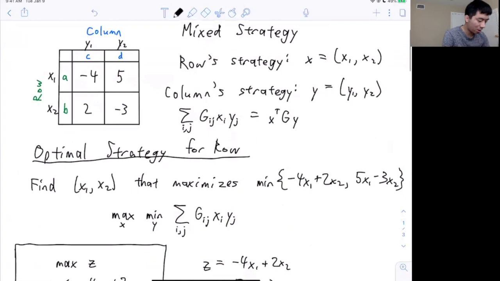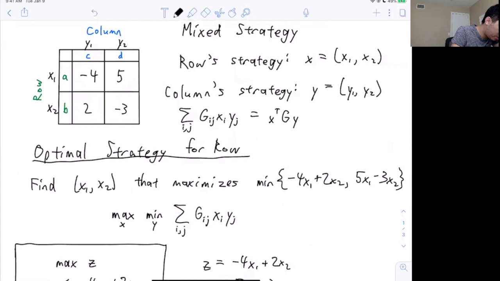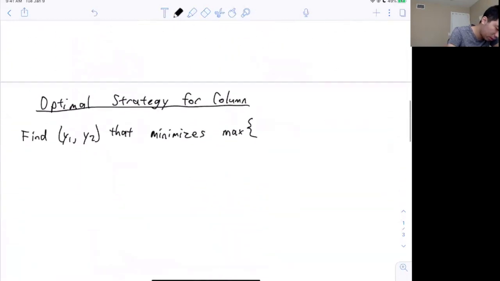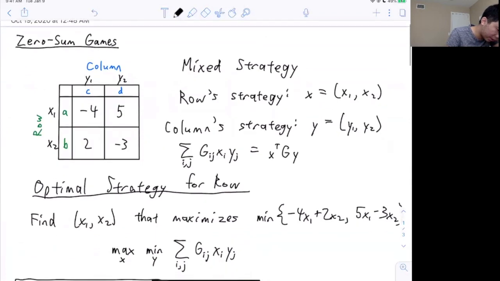So if the column player were to pick a strategy y1 and y2, then if row plays A, the expected value would be -4y1 plus 5y2. And if the row player picks B, then the expected value would be 2y1 minus 3y2. Those are, again, the expected values.